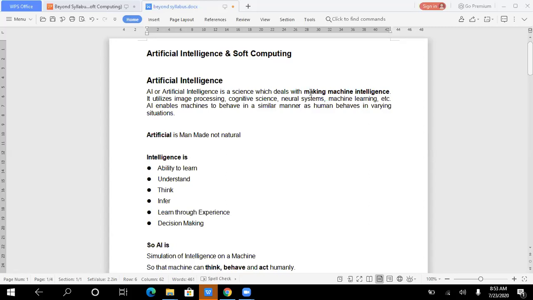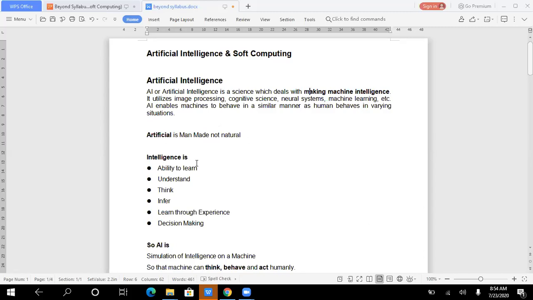So first of all, I want to explain what artificial intelligence is. This word is made up of two terms, each with its own meaning: artificial and intelligence. When I say artificial, it is a simple English term which means man-made. Whatever is not natural is man-made, and that is artificial. So here artificial is man-made, and when we say man-made, we mean machines. Machines are not natural, they are man-made, right?